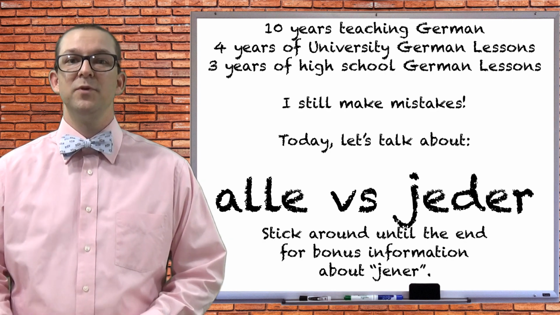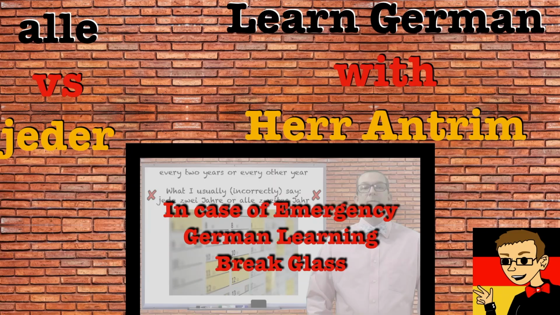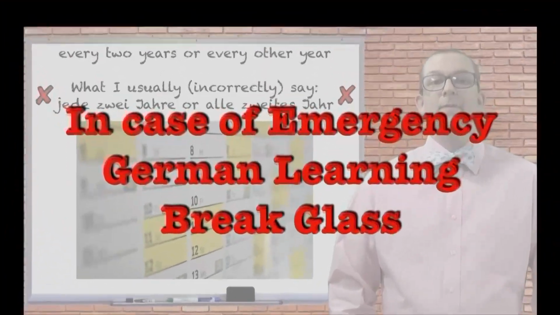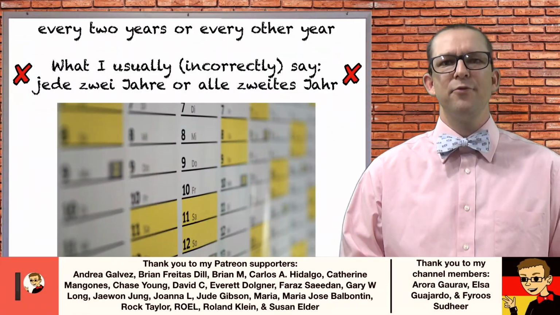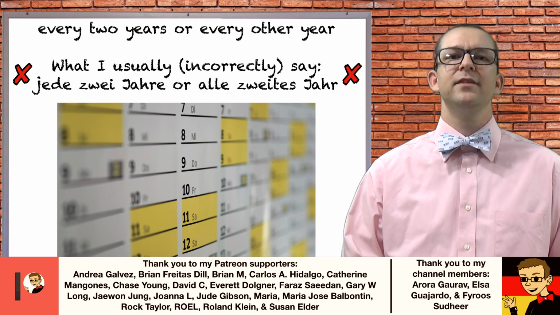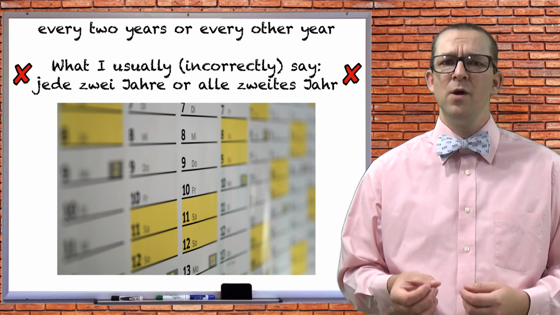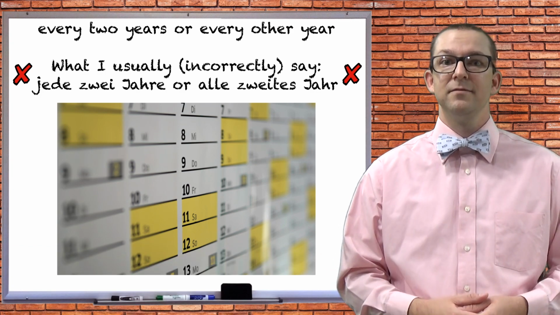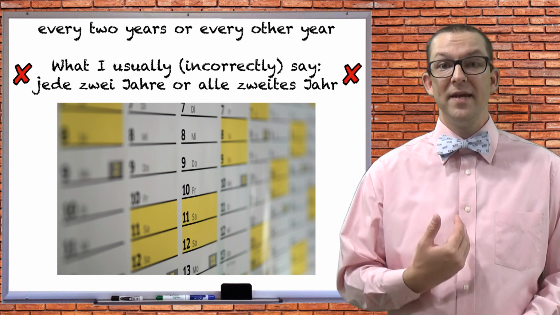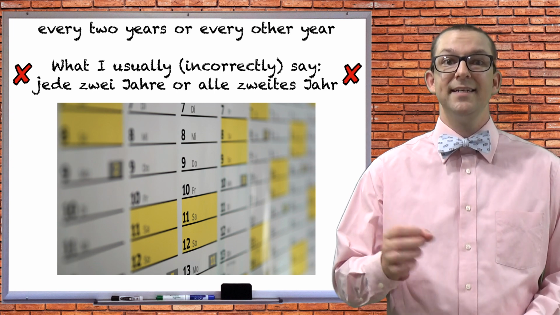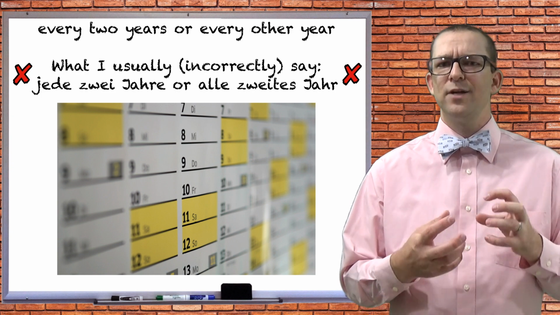Today's topic is the difference between alle and jeder and some confusing translations that go with them. As you saw in the opening skit, the main thing that throws me off with these two words is trying to translate the phrase every 2 years or every other year. That's because in German, we don't use the word every in those phrases. On the other hand, it can be done if you switch up the phrasing a bit. So what usually happens for me is that I will either try and say jede 2 Jahre or alle zweites Jahr, which are both mixtures of the actual phrases.